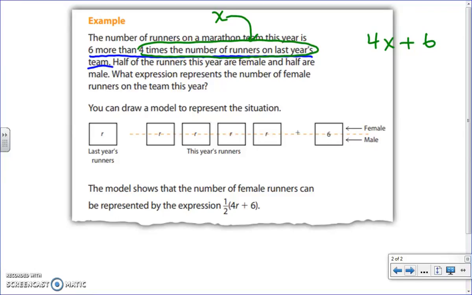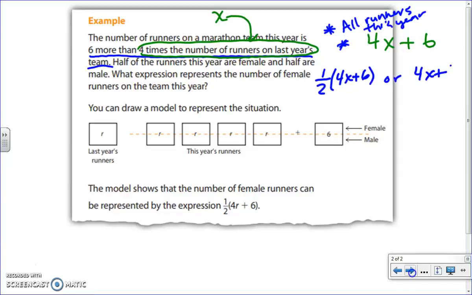Okay. It then goes on to say that half the runners this year are female and half the runners are male. So this expression represents all runners this year. That's what this expression represents. Then I know that half of them could be represented as 1/2 times 4x plus 6, or I could think of it as 4x plus 6 divided by 2, like that.